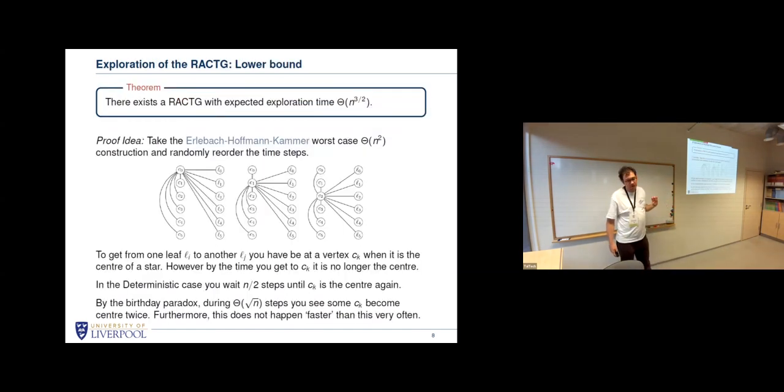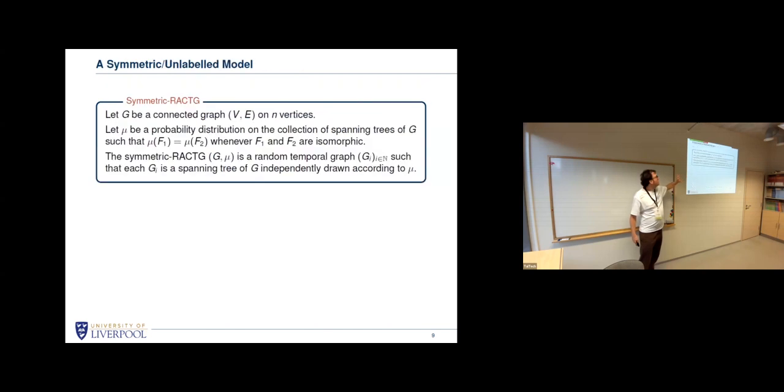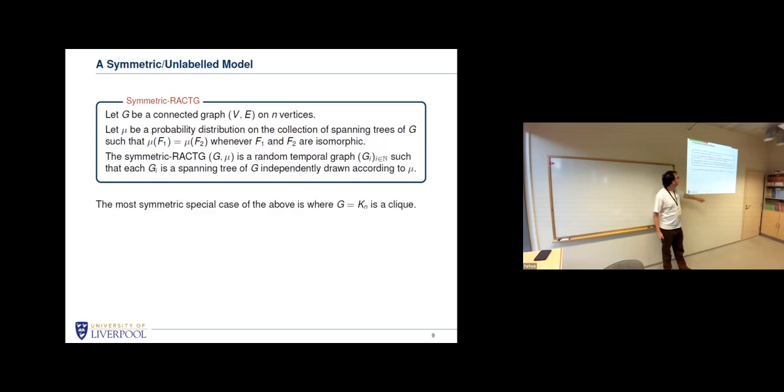Okay, so we have a few other results for this general model, but I want to speak about a special case, which is quite interesting. In general, if you have any probability distribution over the spanning trees, you can symmetrize this by saying, well, if two spanning trees are isomorphic, they have to have the same probability. So this is quite a restriction on the model.